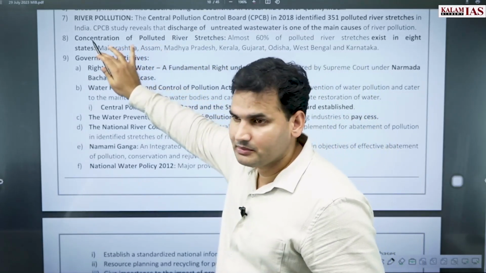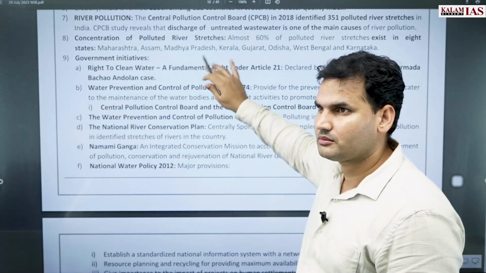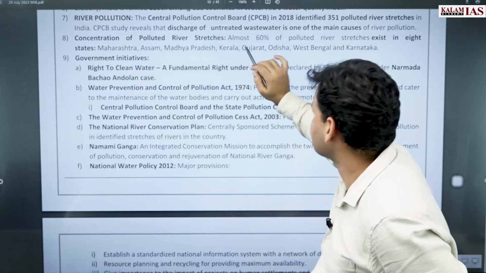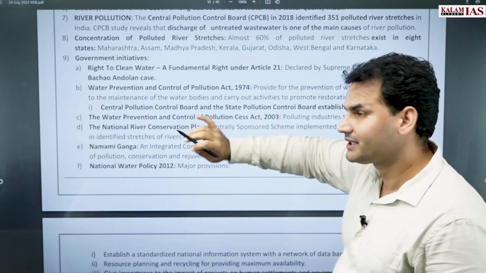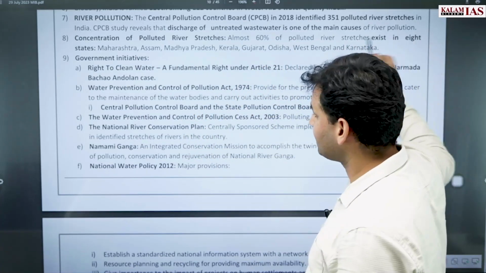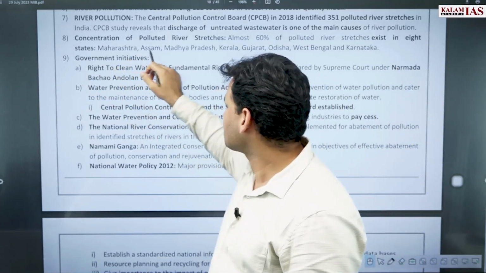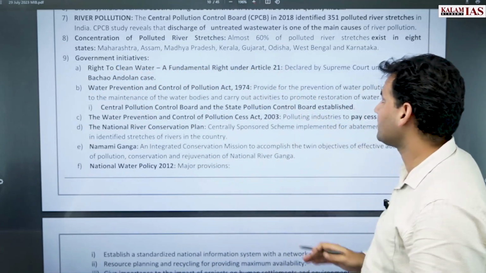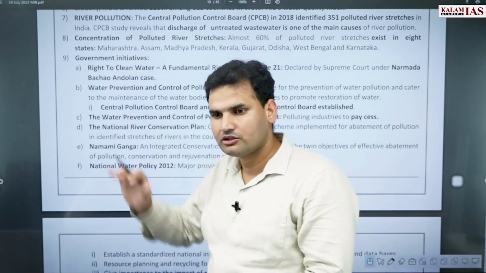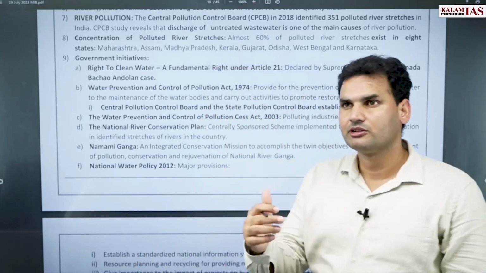And you can very well mention on a map the concentration of polluted river stretches. Almost, yes, please pay attention, almost 60% of polluted river stretches exist in 8 states: Maharashtra, Assam, MP, Kerala, Gujarat, Odisha, West Bengal, Karnataka. So what has the government done? Anything? Yes, it has, and it is doing, but still more needs to be done.